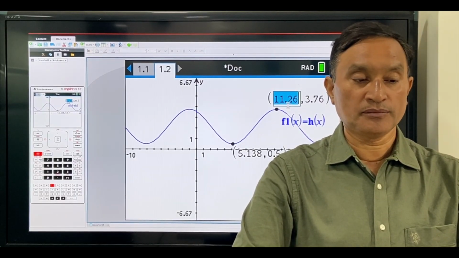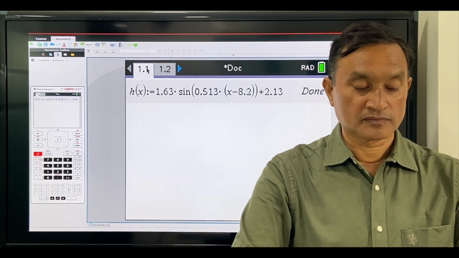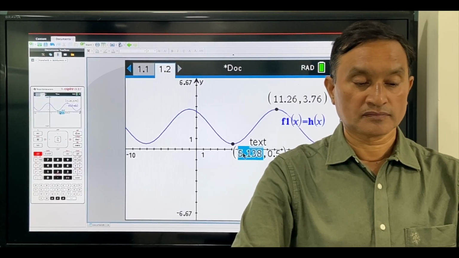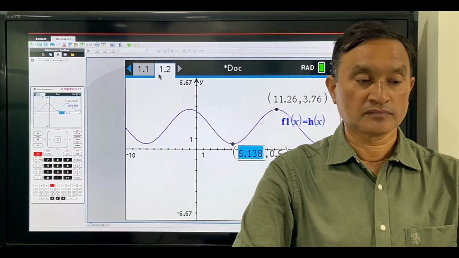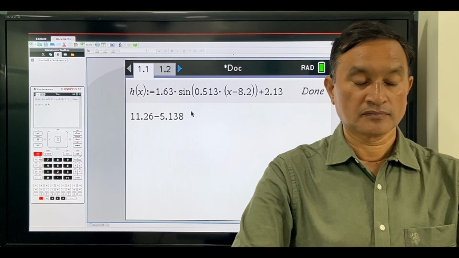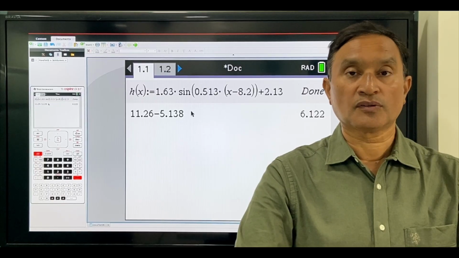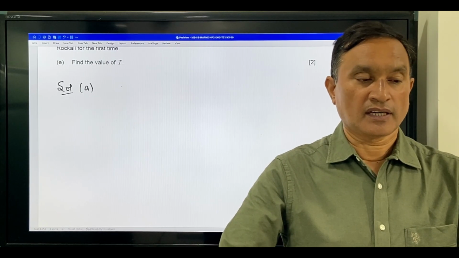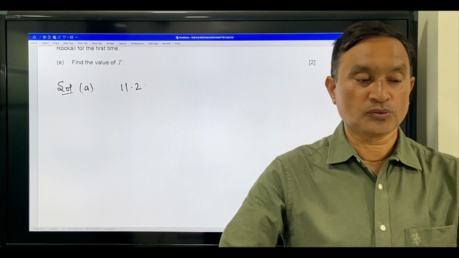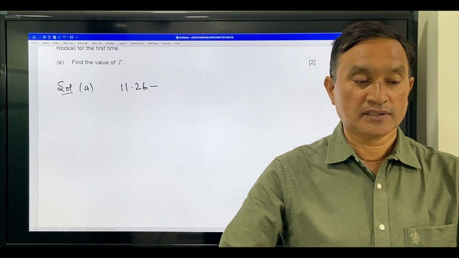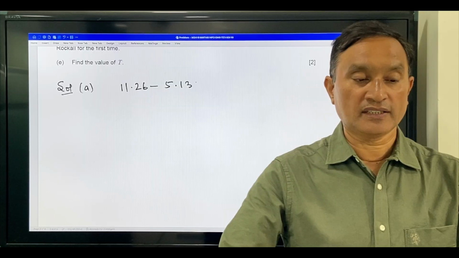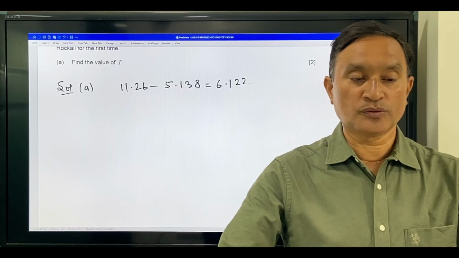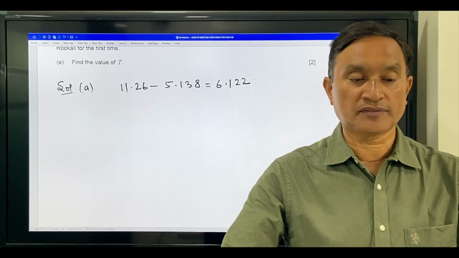We will copy the value and subtract, so we will get 6.122. So the time at high tide, 11.26, minus the low tide, 5.138, gives a difference of 6.122. So 6 hours is confirmed.